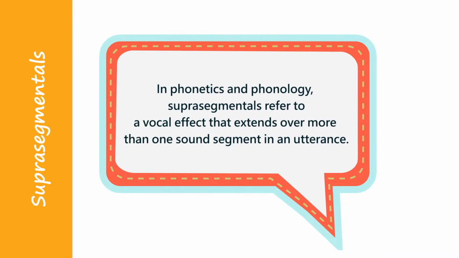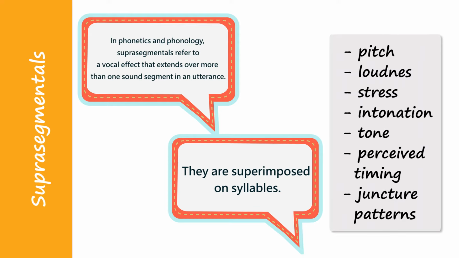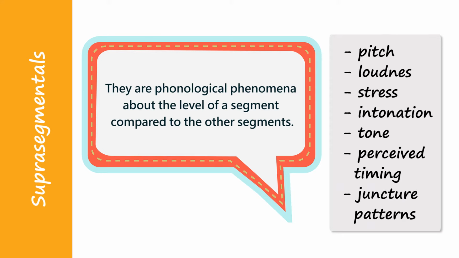In phonetics and phonology, suprasegmentals refer to a vocal effect that extends over more than one sound segment in an utterance. This includes pitch, loudness, perceived timing, juncture patterns. So I said vowels and consonants are segments, but then what is the level beyond those segments? Syllables. This is why a suprasegmental feature can be a feature of the syllable. So in a way, a suprasegmental feature cannot function at a segment level. In a different definition, you could say suprasegmentals are phonological phenomena about the level of a segment compared to the other segments. You will get to suprasegmental features when you compare segments to each other. You put them in a contrast.